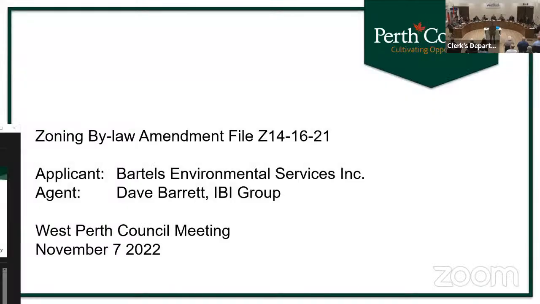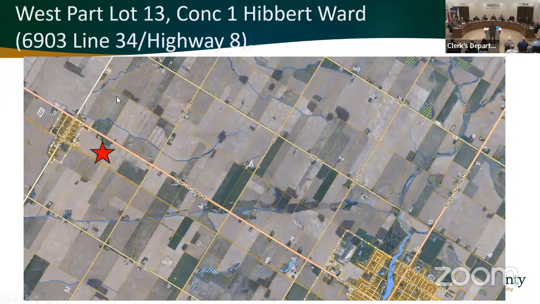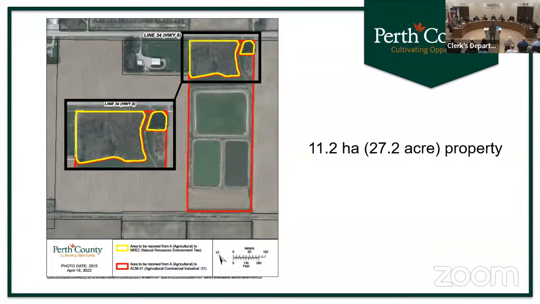This is a zoning bylaw amendment, as the mayor has said, for the Bartels property, which is east of Dublin. Can we go to the next slide? It's the location of the subject property. It's about 415 meters west of Dublin. And the next slide. And this is an air photo showing the subject property, which is 11.2 hectares, about 27 acres.